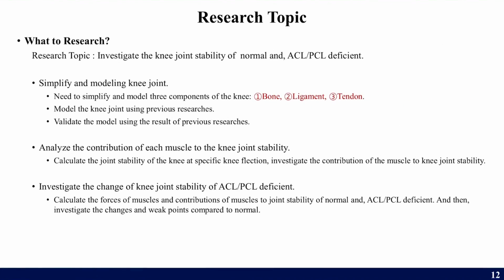So my main topic is to investigate the knee joint stability of normal and ACL PCL deficient, and here are the procedures of my investigation. At first, I need to simplify and model the knee joint. And there are three compartments, and first is bone, the second is ligament, and third is tendon. And then I validate my modeling.